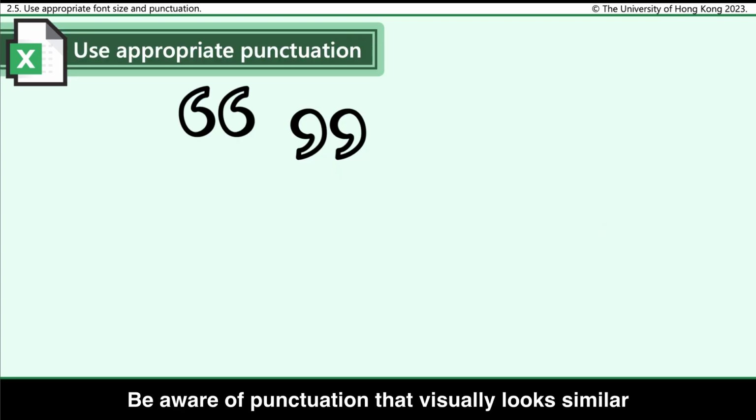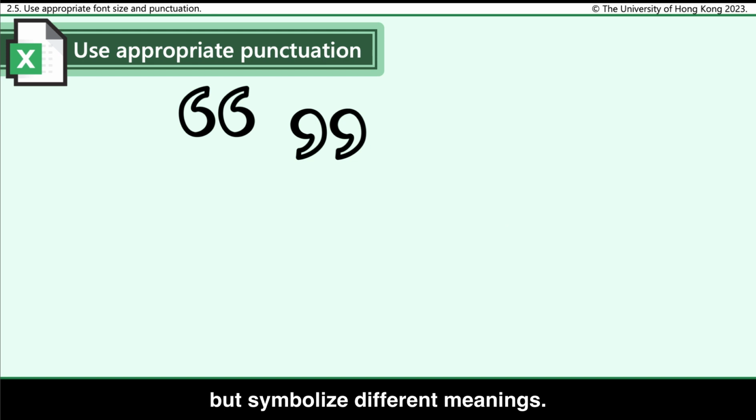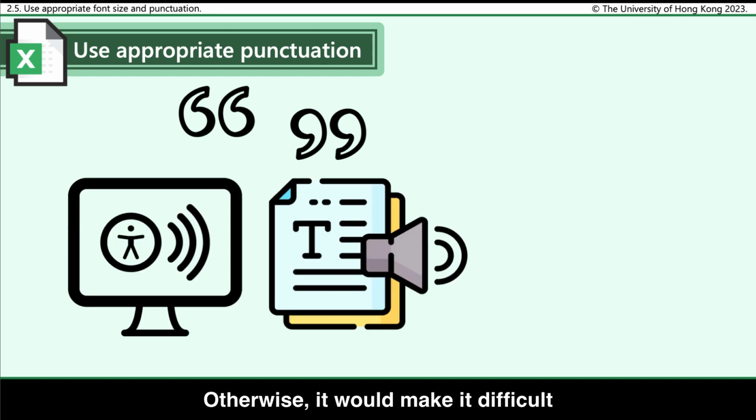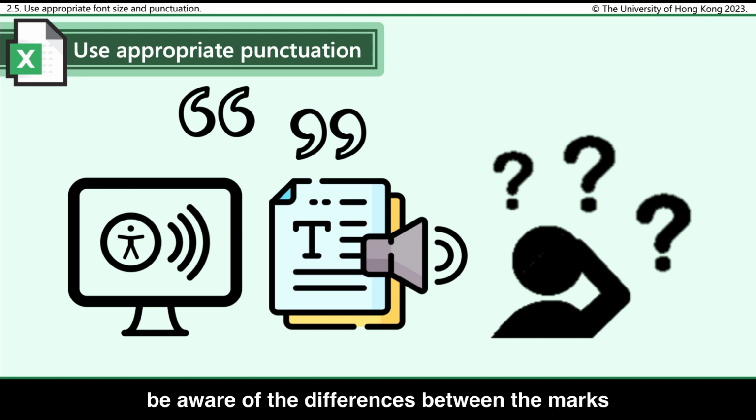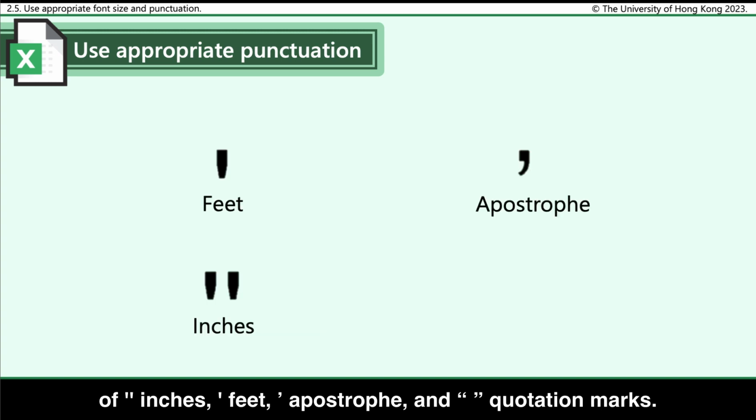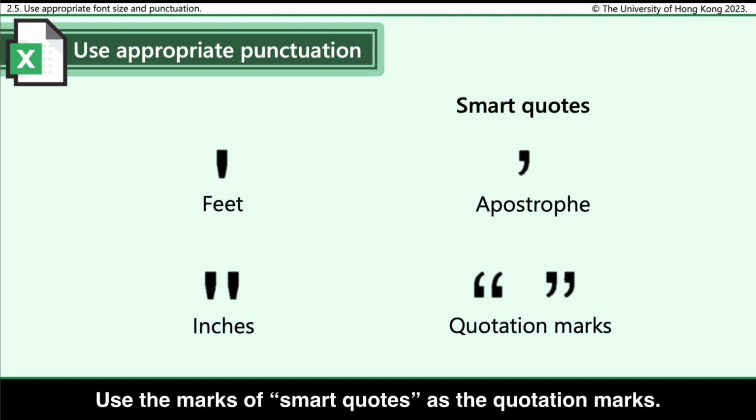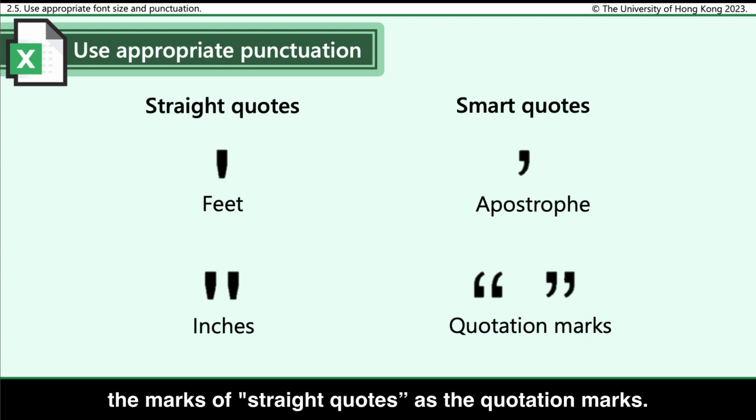Be aware of punctuation that visually looks similar but symbolizes different meanings. Otherwise, it would make it difficult for users of assistive technologies such as screen readers to understand the content. For example, be aware of the differences between the marks of inches, feet, apostrophe, and quotation marks. Use the marks of smart quotes as the quotation marks. Do not use the marks of straight quotes as the quotation marks.